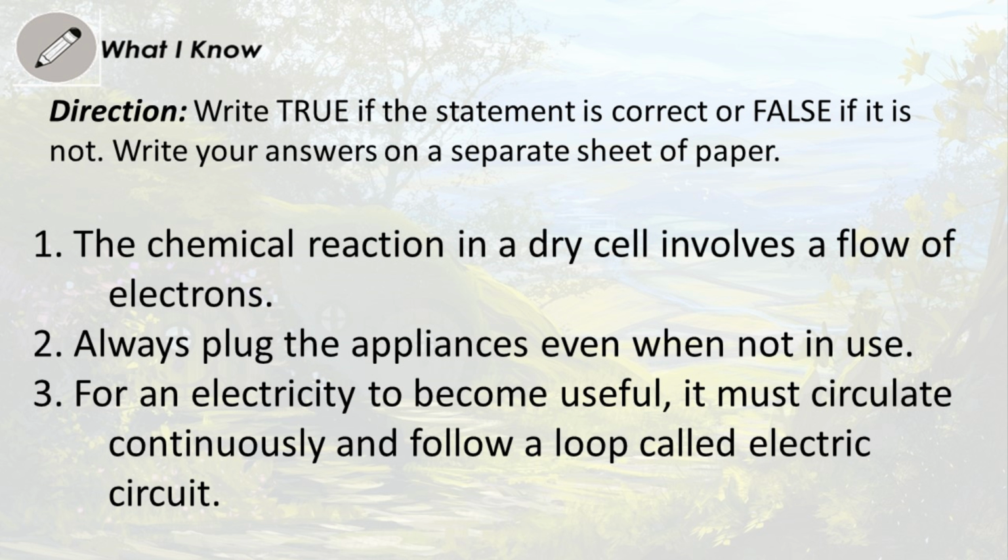Direction. Write true if the statement is correct or false if it is not. Write your answers on a separate sheet of paper. 1. The chemical reaction in a dry cell involves the flow of electrons. 2. Always plug the appliances even when not in use. 3. For an electricity to become useful, it must circulate continuously and follow a loop called electric circuit.